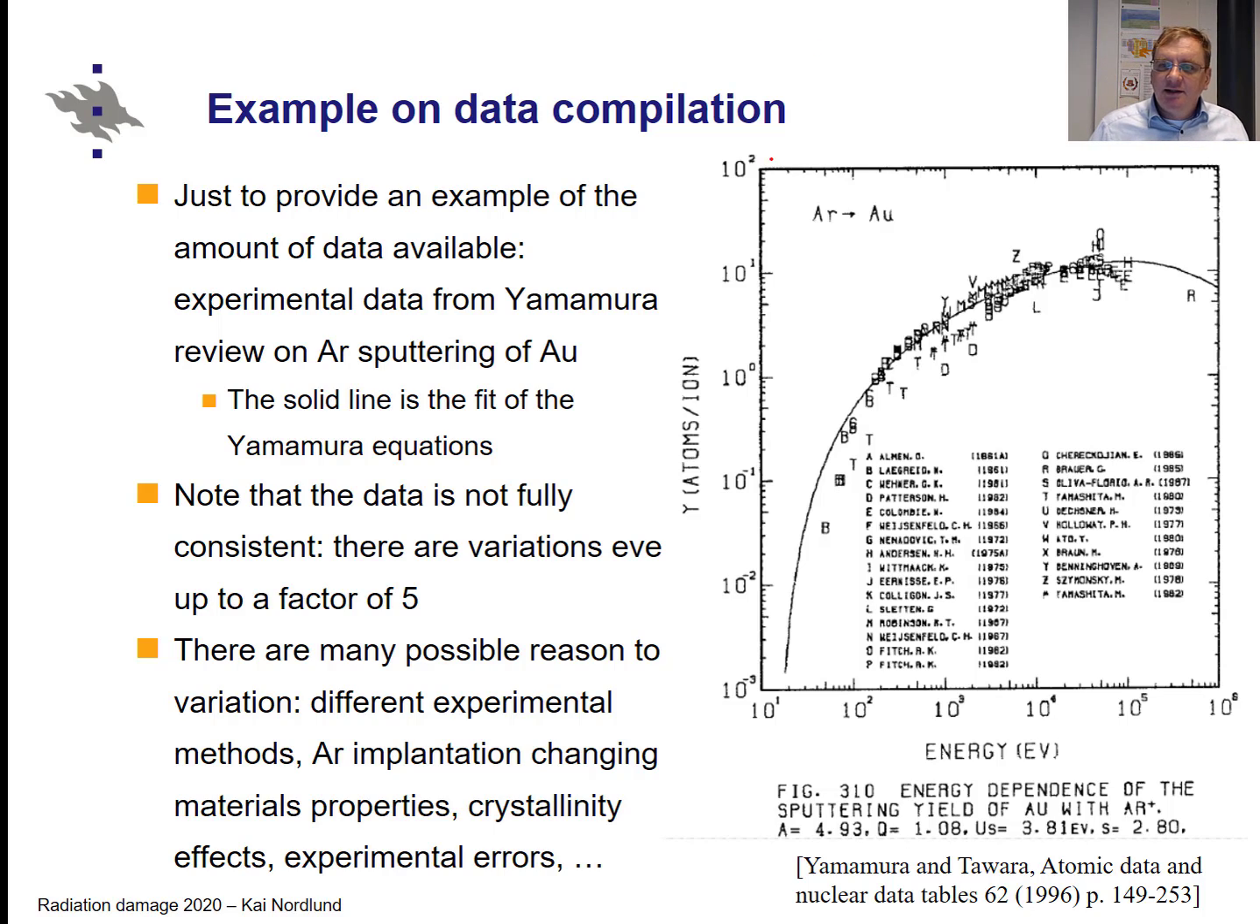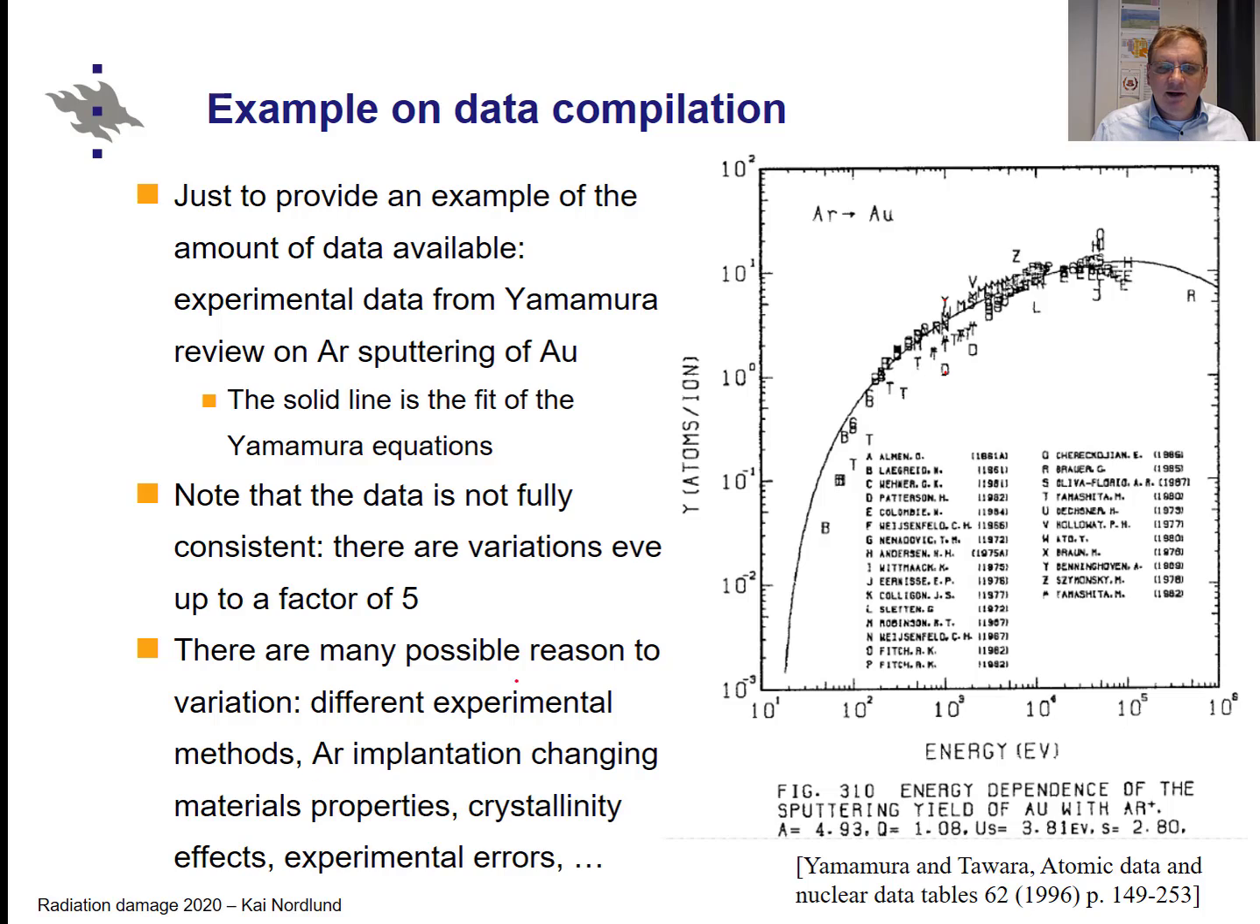You also see that the data is not fully consistent. Note that this is a logarithmic scale. So for instance, the difference between this point and this point here is something like a factor of 5 difference in the data. So one can see that the experimental sputtering yield data is not fully consistent, and there are many reasons for this. Of course, starting with experimental errors, but there can also be physical reasons which give a variation, even if the experiment is perfectly correct.